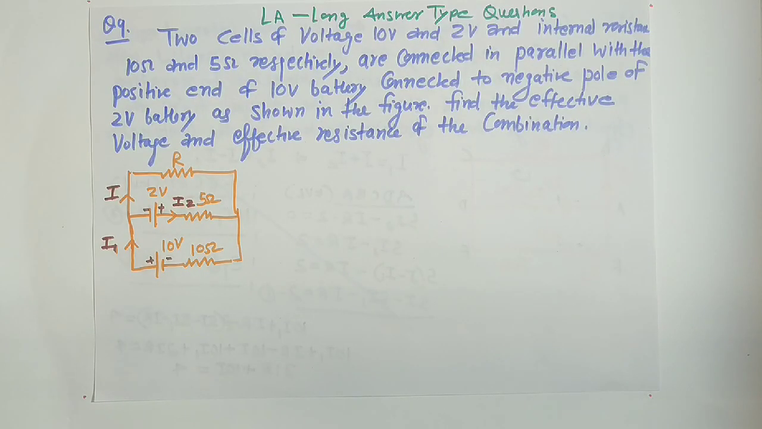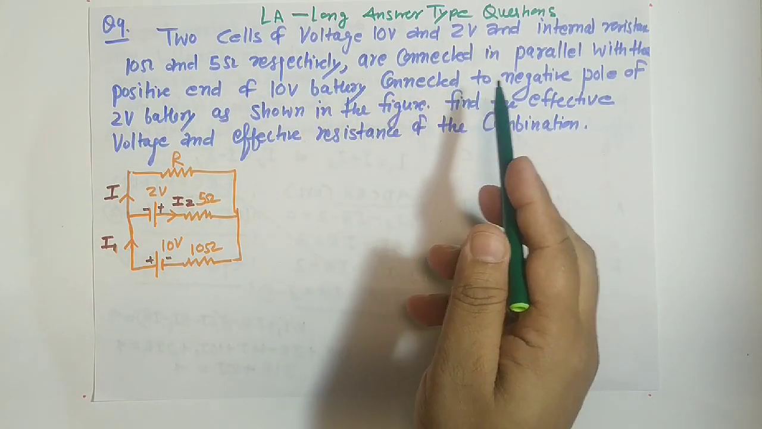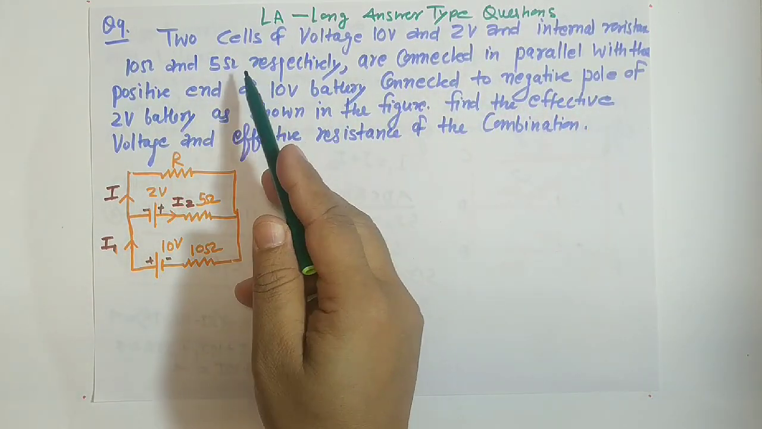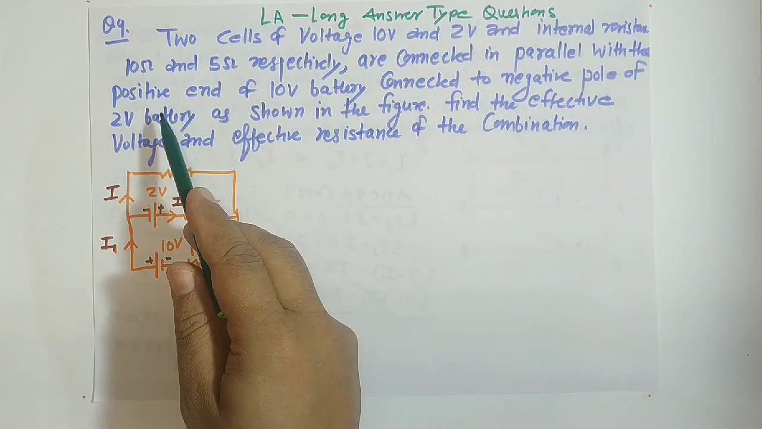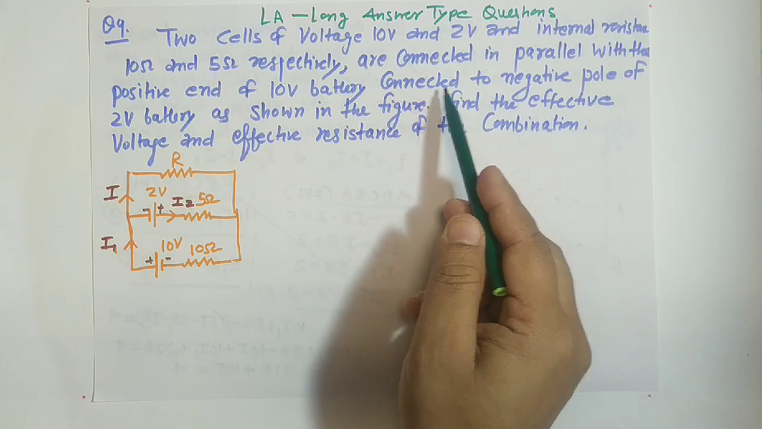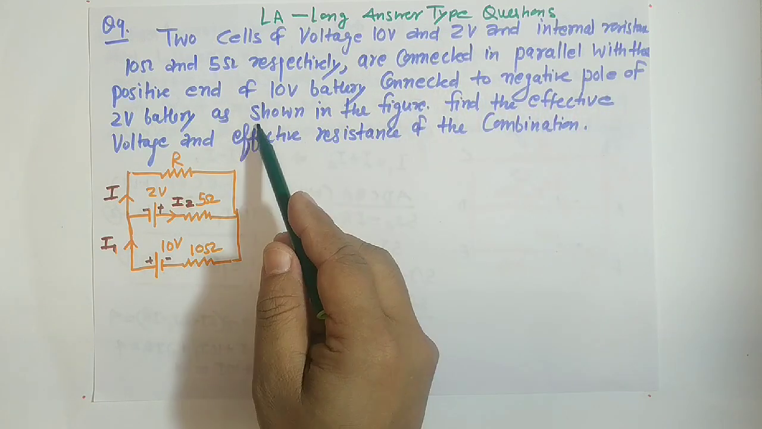Now question number 9. Now this is a long answer question. Question number 9. Two cells of voltage 10 volt and 2 volt, internal resistances 10 ohm and 5 ohm respectively, are connected in parallel with the positive end of the 10 volt battery connected to the negative pole of the 2 volt battery, as shown.